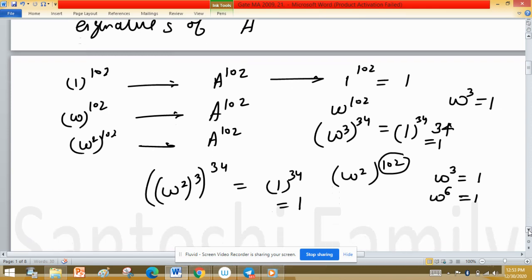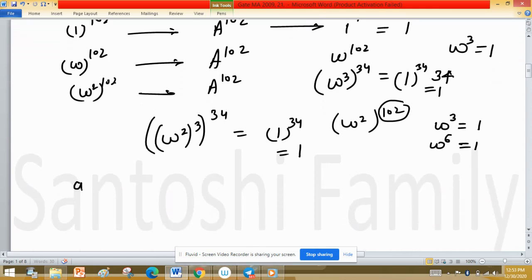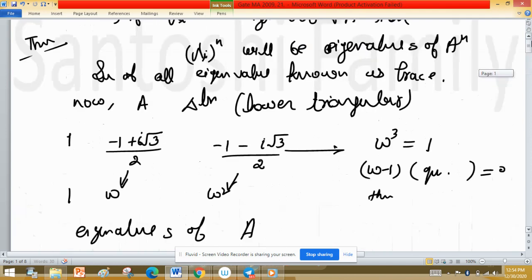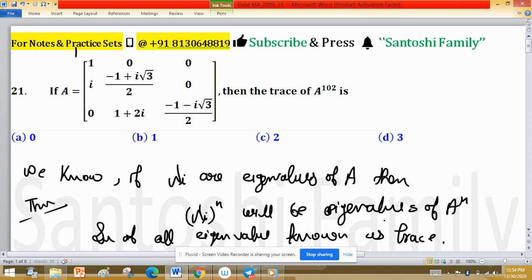It means all eigenvalues λi raised to the power 102 are 1, 1, 1. So the trace is the sum of all these: 1 plus 1 plus 1 is equal to 3. So option D is right here.